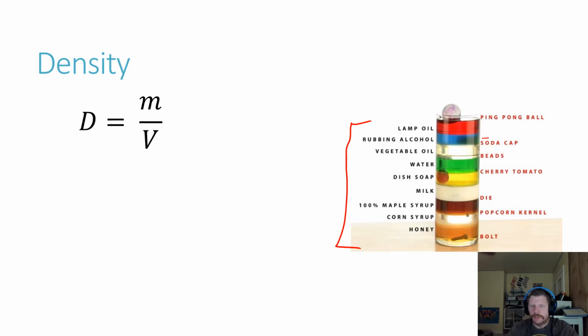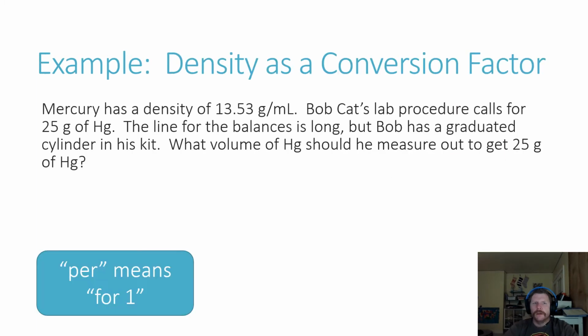Okay, so all these things separate based on density. The most dense go to the bottom, the least dense go to the top. Easy peasy. All right, now density can be used as a conversion factor. And one of the things that you'll commonly see is density, and you'll look at the units of density.